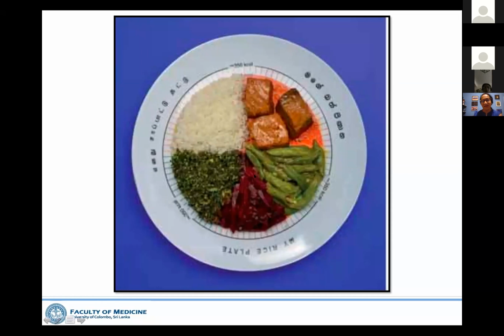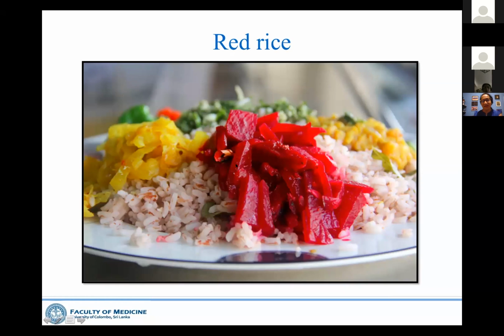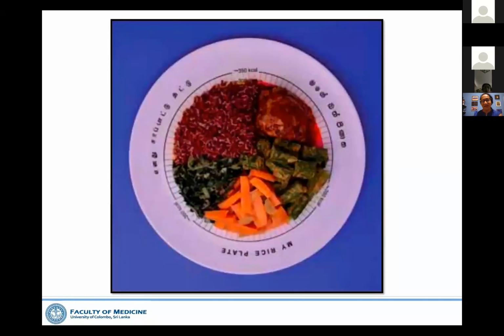So this is for the red rice. A similar thing you can do for the white rice, and a similar thing you can do for the red rice also. So there should be a mallung and vegetable. Yes, there should be protein, and a quarter should be only rice.